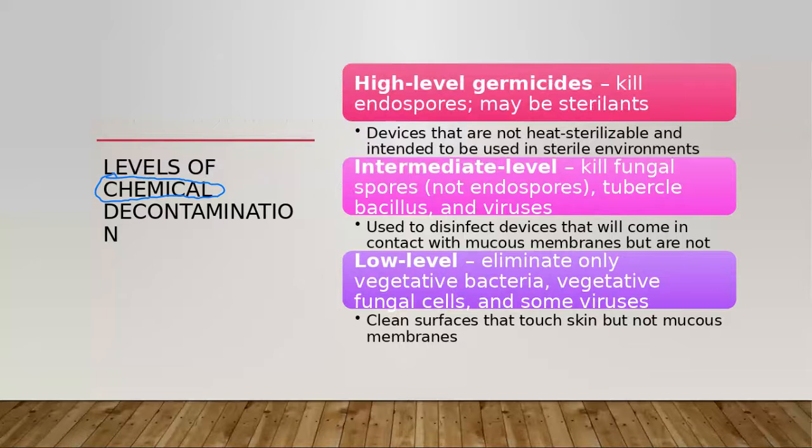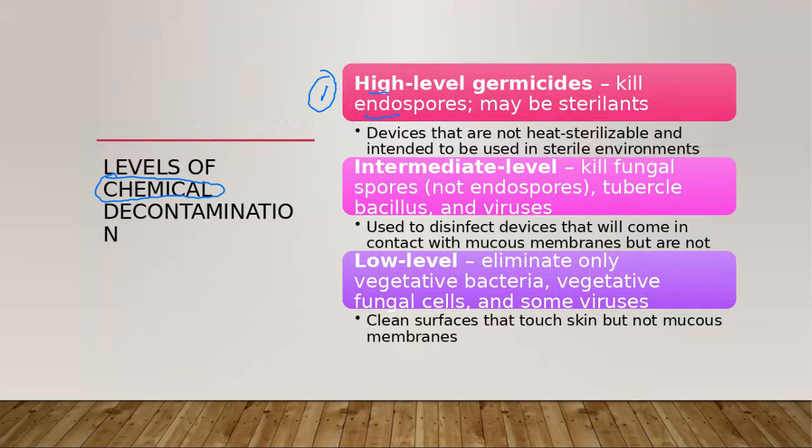So these chemical agents can be classified into 3 types. Just remember when we classified the targets, the bacteria and viruses, they were also classified into 3 types: the highest resistant, intermediate resistant, and the least resistant type of microbes. It is the same with the chemicals. There are also 3 classes, the first being the high level. It means this is the one that can kill endospores. It can be used for sterilization, as sterilants.